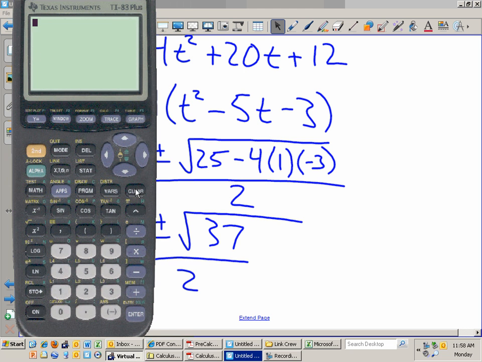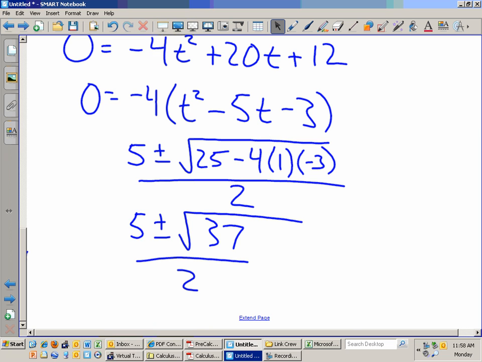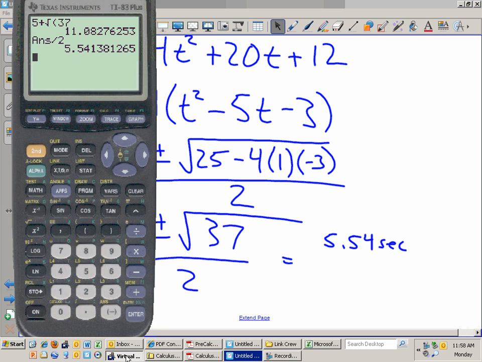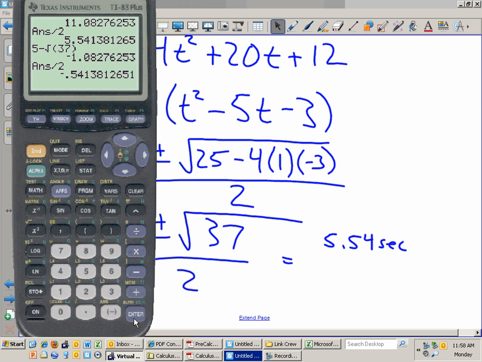If I go 5 plus the square root of 37, divide that by 2, it looks like 5.54. So 5.54 would be 1, and if we go, let's see, 5 minus square root of 37 divided by 2, I get negative 0.54.